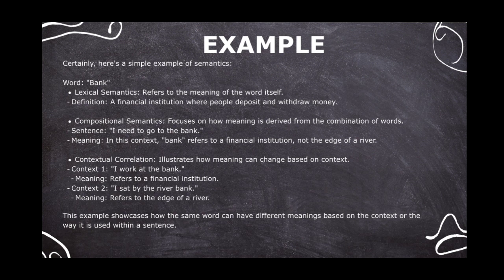And then we have contextual correlation. It illustrates how meaning can change based on context. So we take it from context one: I work at a bank. It means that it refers to a financial institution. And context number two is I sat by the riverbank, which has a meaning that it refers to the edge of a river. This example showcases how the same word can have different meanings based on context or the way it is used within a sentence.